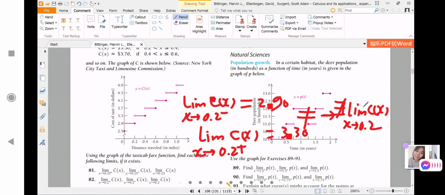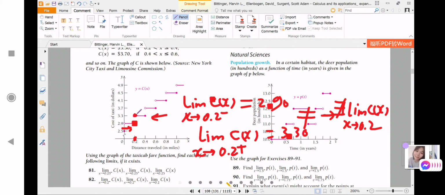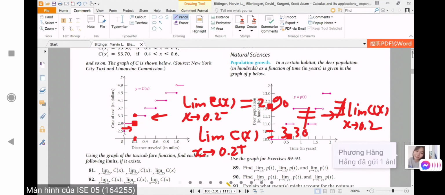Okay, so you see in this case, if x tends to 0.2 from the left side, the value of the given function tends to this number. But if x tends to 0.2 from the right side, the given function tends to this point. Okay, and two different points. We imply does not exist. Okay. Now we continue. The 84 and 85.